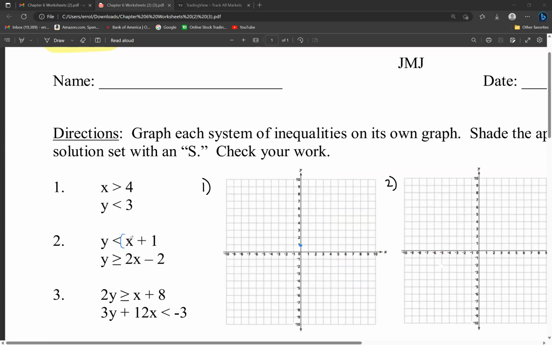What's the number right here? 1. Okay, so 1 up, 1 to the right, 1 up, 1 to the right. 1 is the same thing as 1 over 1, right? Yeah. Rise 1, run 1. Rise 1, run 1. Like that. Let's draw that line.